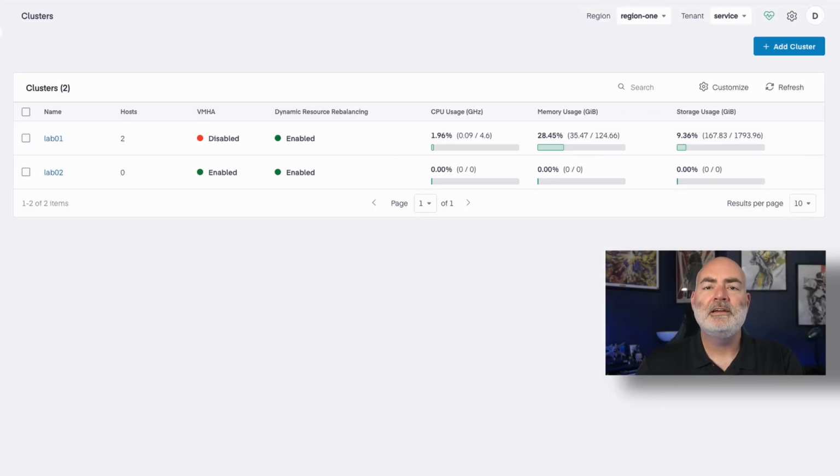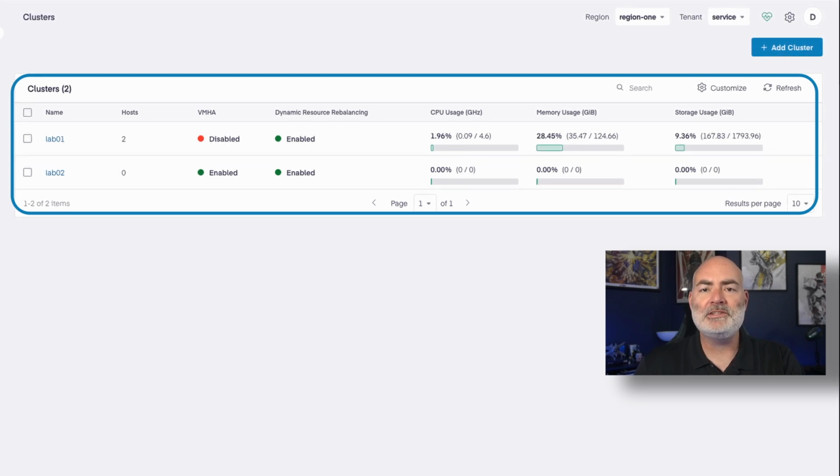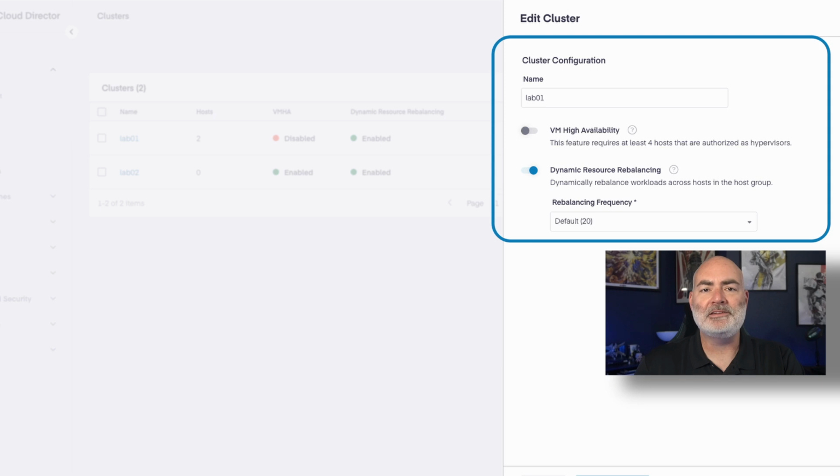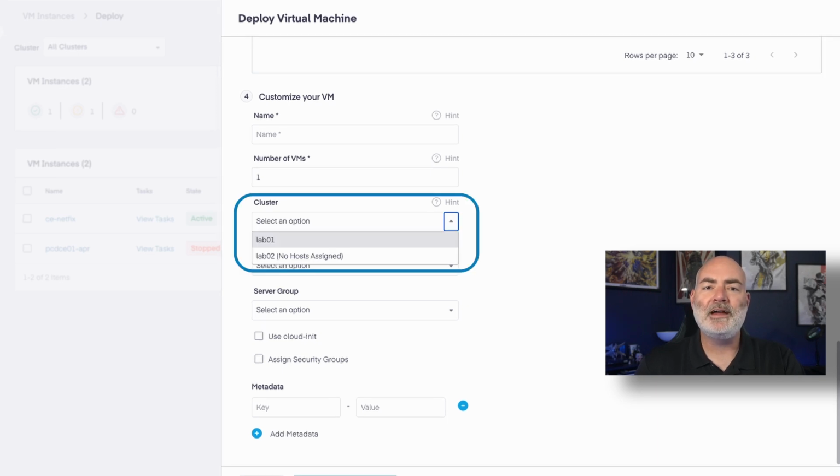Speaking of regions, the next feature I'm excited about is the addition of multiple clusters per region. Hosts can be optionally assigned to a cluster, and each cluster has their VM high availability and dynamic resource rebalancing set independently. The concept of multiple clusters in a region flows through to VM creation, where the target cluster can be identified during VM provisioning. This expands upon our current affinity and anti-affinity capabilities by offering the freedom to keep workloads on specific clusters.